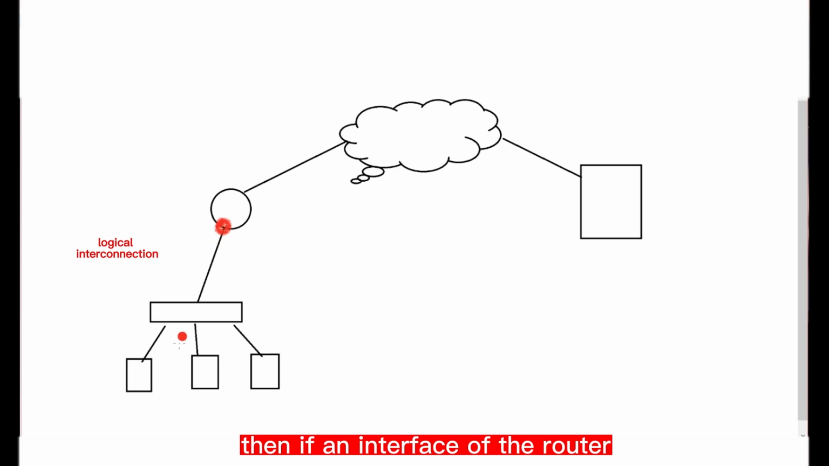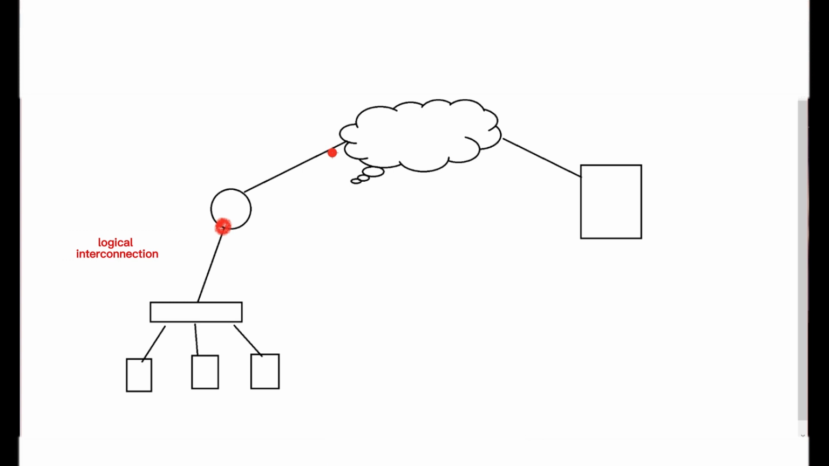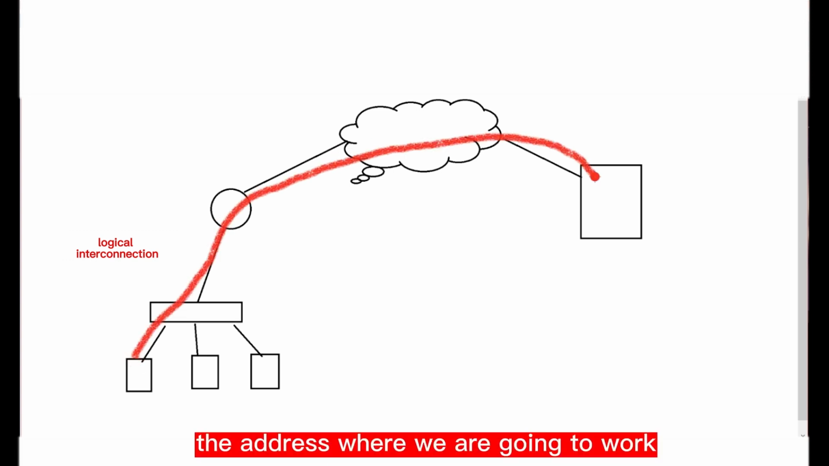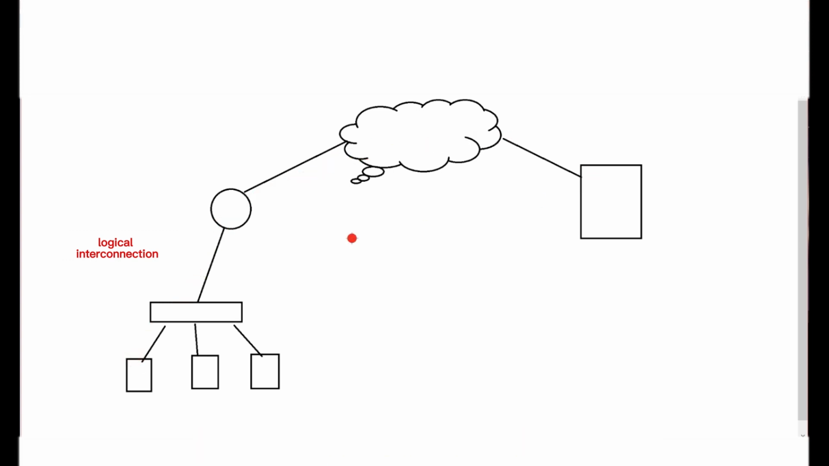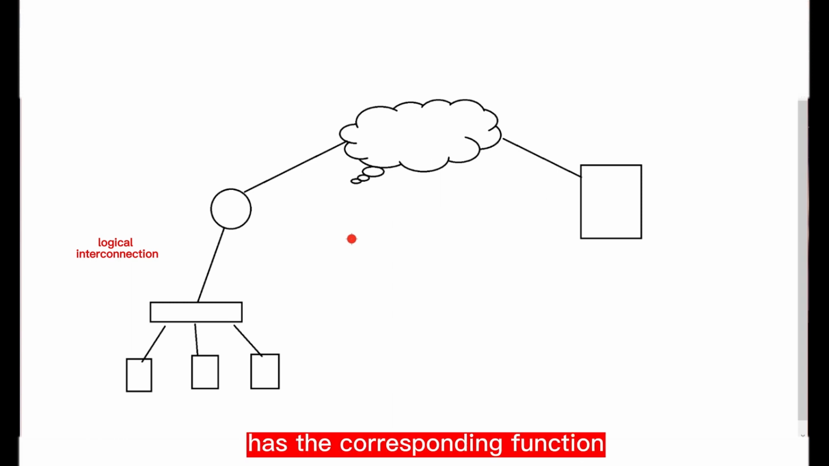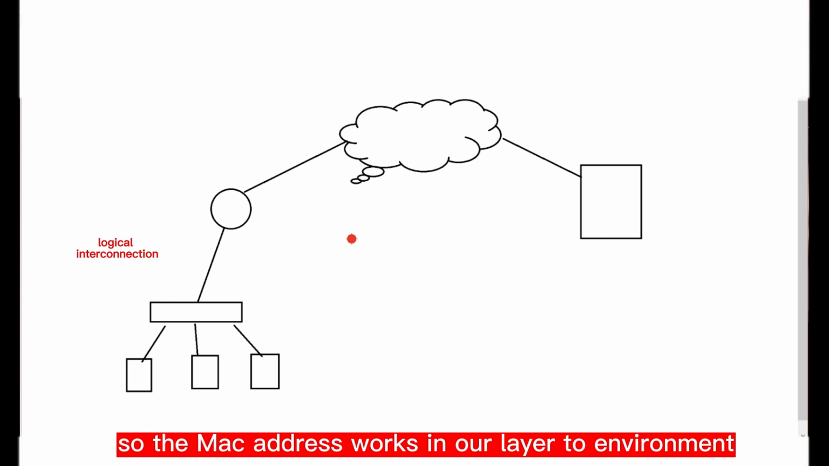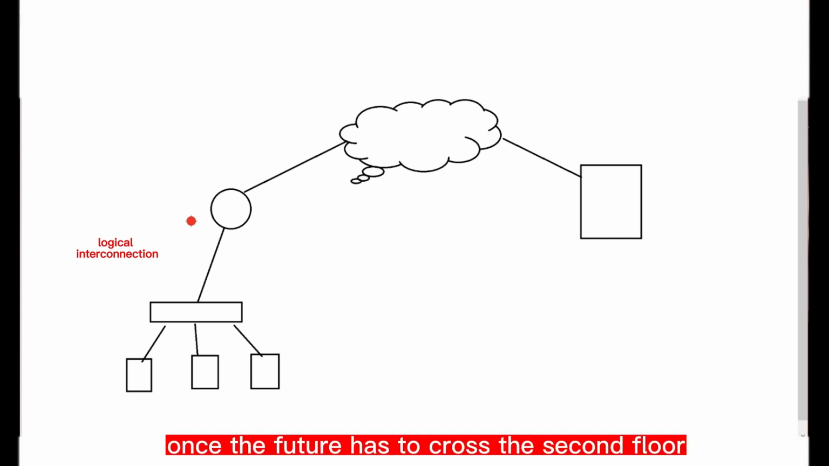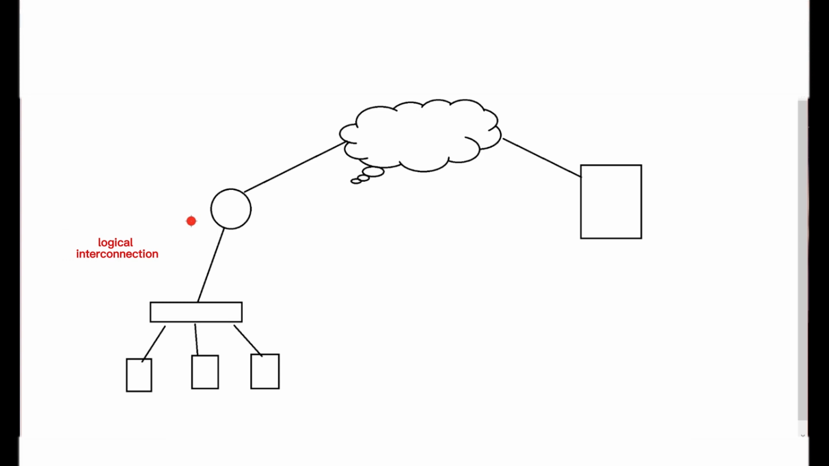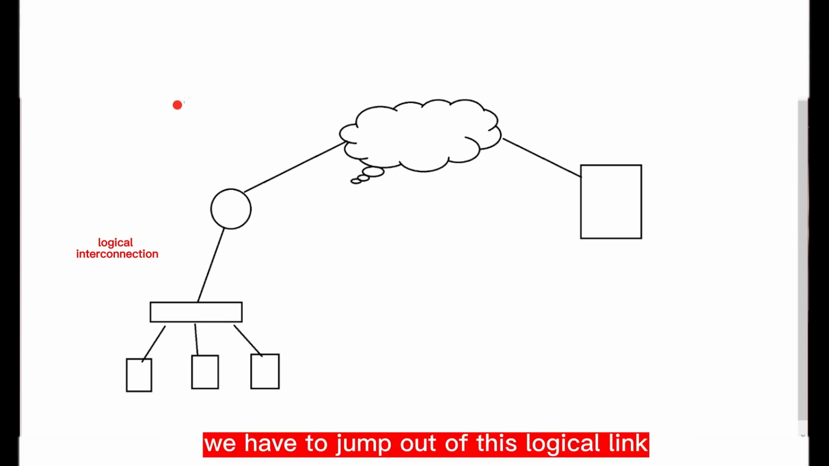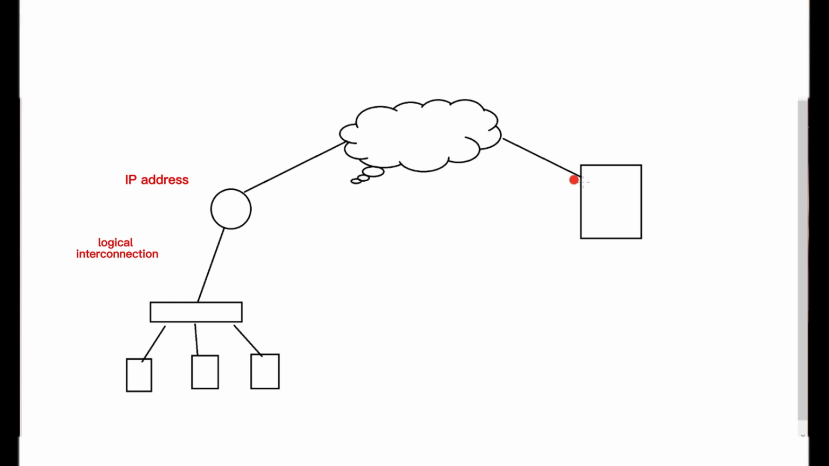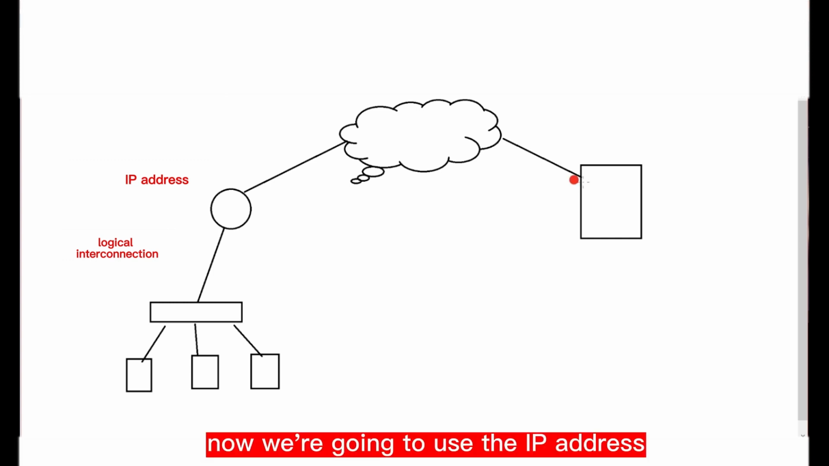Then if an interface of the router is connected to another link, such as an operator, the address we are going to work with is the IP address. The MAC address no longer has the corresponding function. There is no way to cross our logical link and transmit the corresponding information. So the MAC address works in our layer 2 environment. Once we have to cross layer 2, we have to jump out of this logical link. We can't use the MAC address. Now we're going to use the IP address.